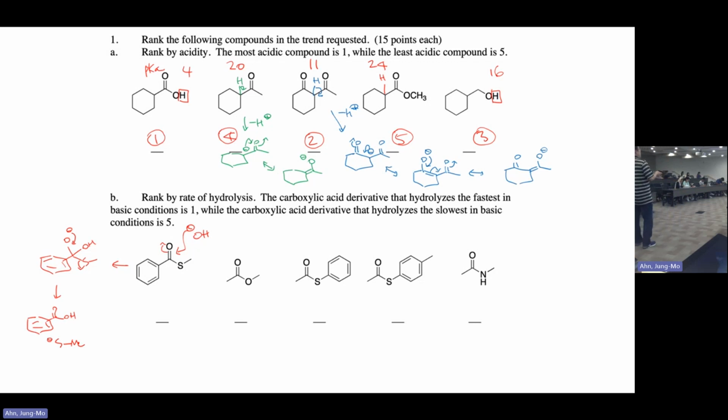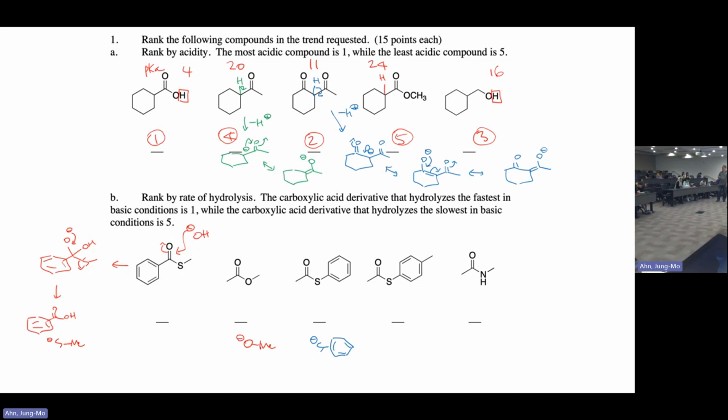What I want you to pay attention to is, obviously the hydroxide will attack all these carbonyls, but what's going to be different in each molecule is the leaving group. This one, we are kicking out the thiolate. In the case of the regular ester, what's kicked out is methoxide. And the next one is going to be the same thiolate, but with the benzene on sulfur.